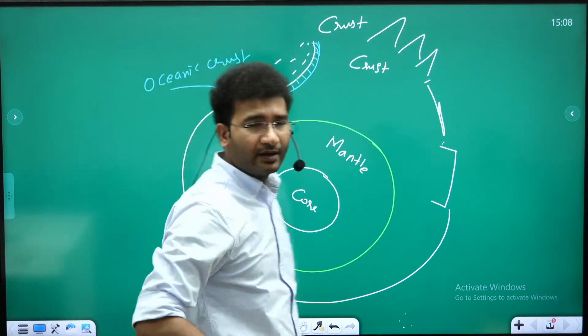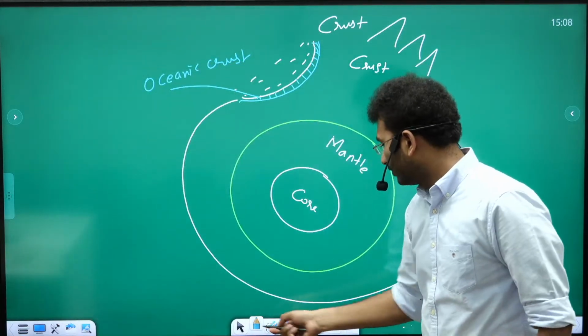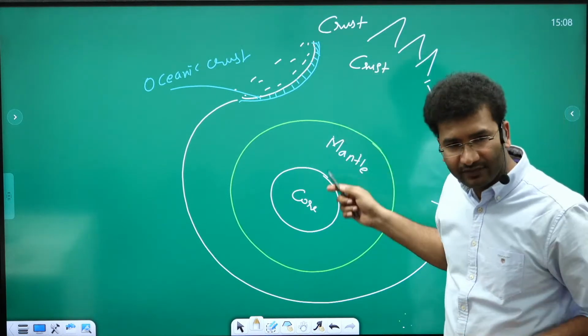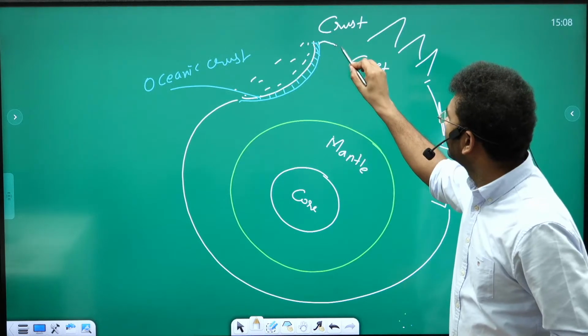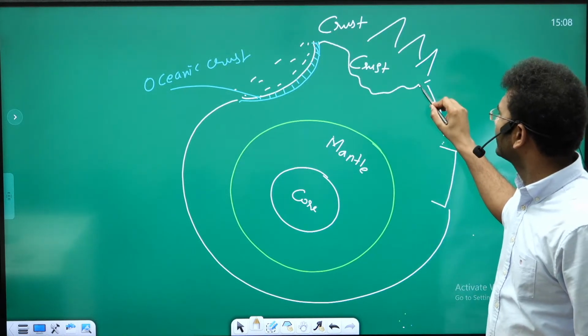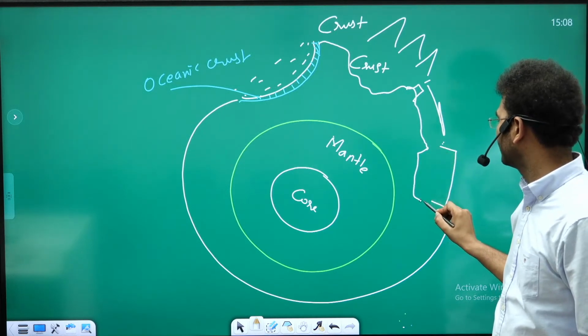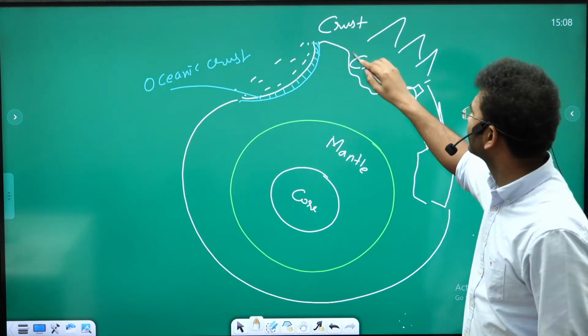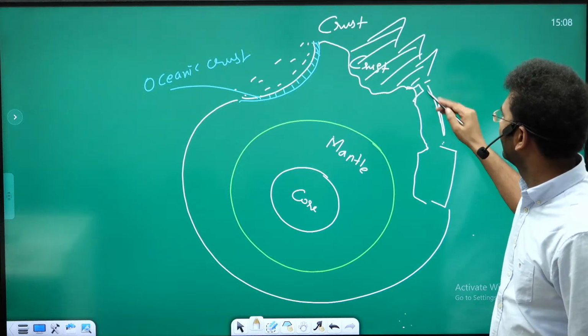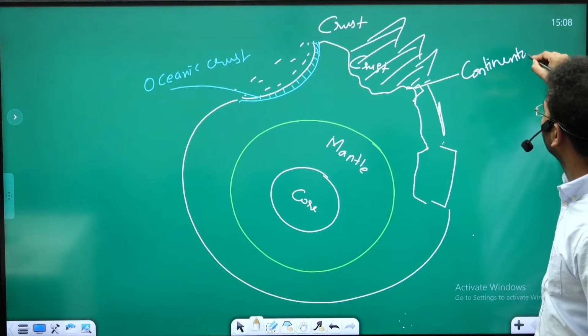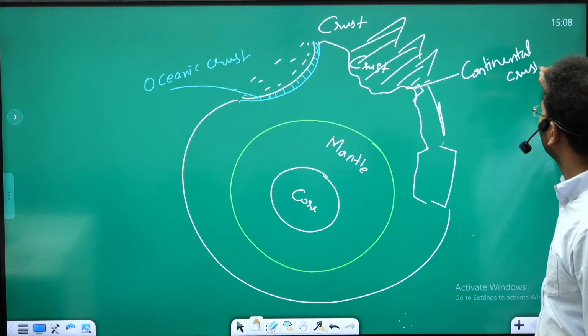Right? ये आपका oceanic crust है. Now, beneath the continent, imagine these are your mountains, these are your continents, or the place where we are living. So, the thickness of the continental crust is something different than the thickness of the oceanic crust. Okay? It is like this. This is the thickness of the crust. Now, this is called continental crust. Right?